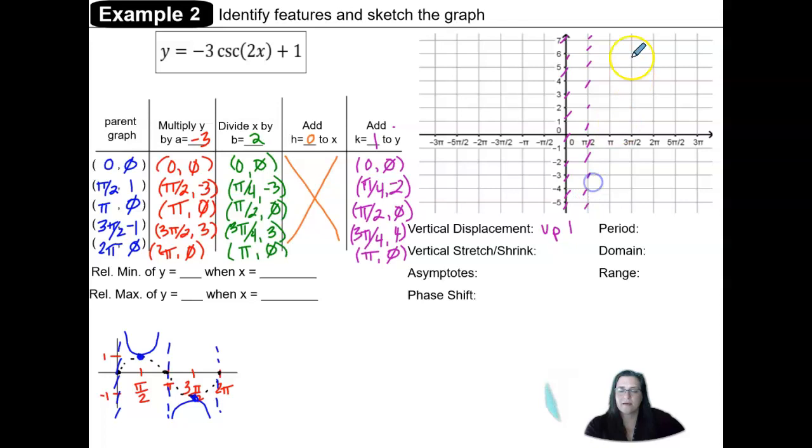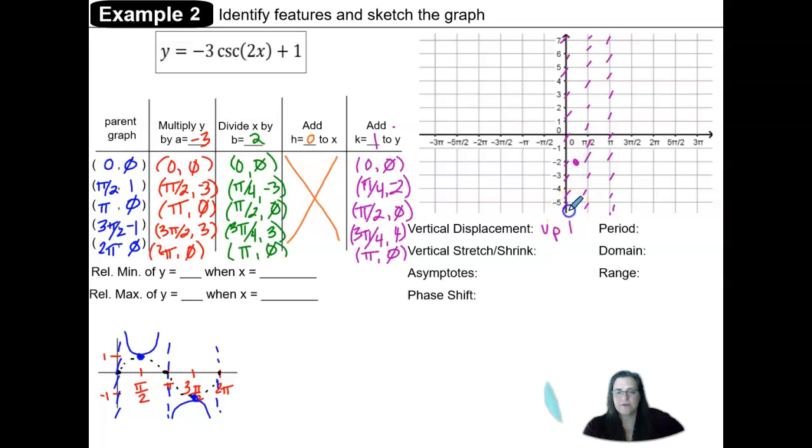And then another at pi. And we can see that these vertical asymptotes are all pi units apart. So these are going to be really tall, skinny U-shapes in between these asymptotes. Then at pi over 4, we have a point at -2.